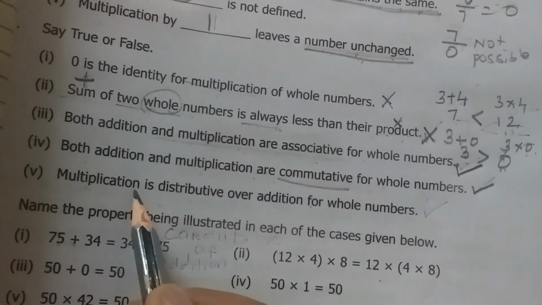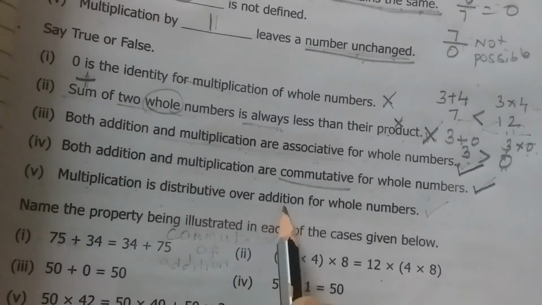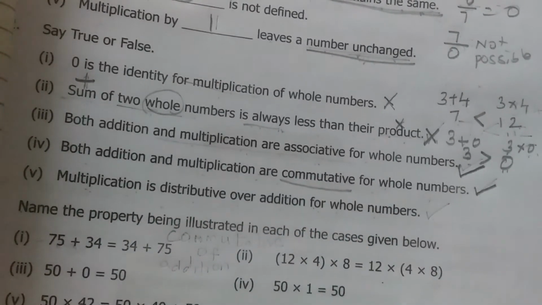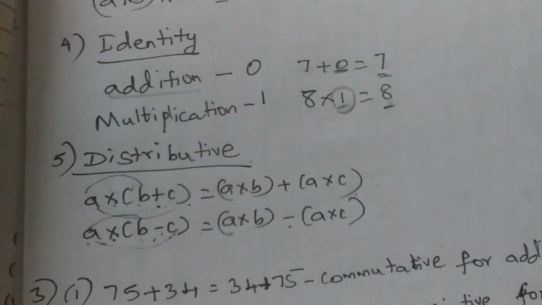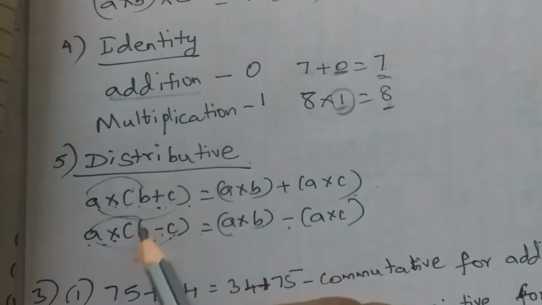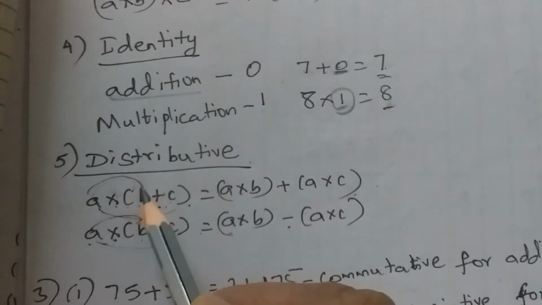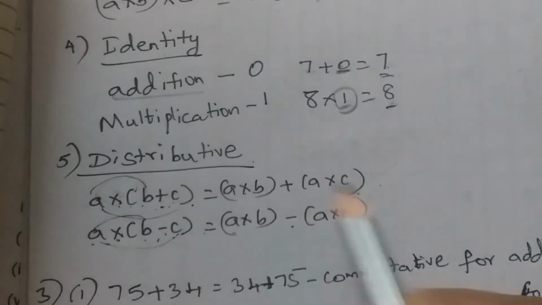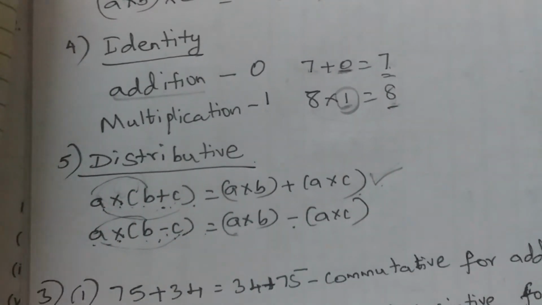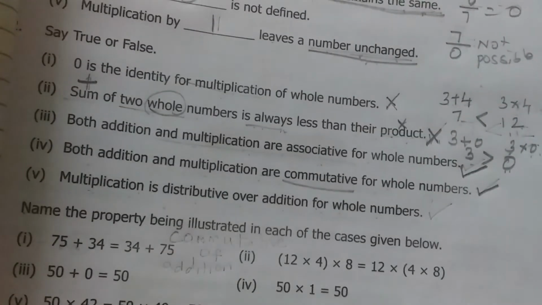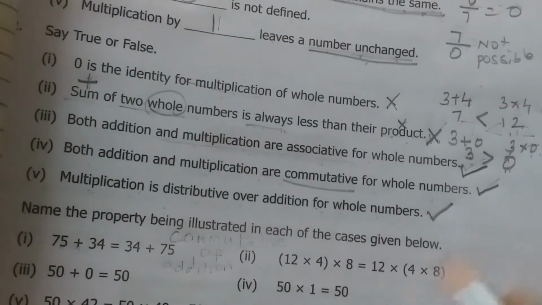Next, multiplication is distributive over addition for whole numbers. Yes, that is the last property we checked. It is the distributive property of multiplication over addition: A into B plus A into C. So this is true for multiplication over addition. So the fifth one is also true.